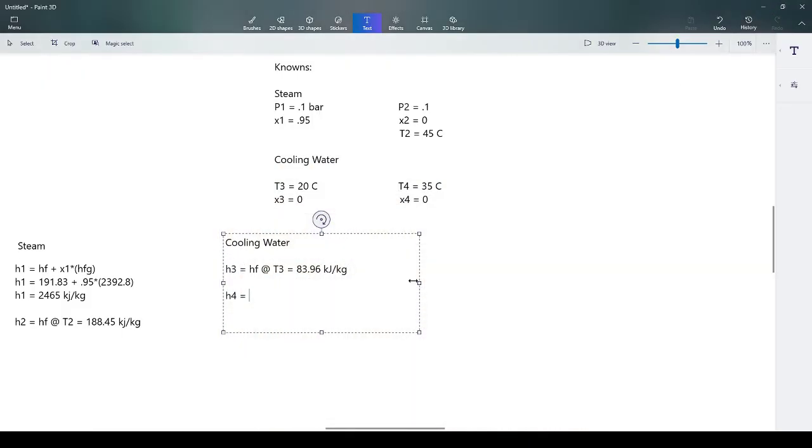146.68 is what it is. So 146.68 kilojoules per kilogram. So we now have the cooling water and we have the steam, all the values of both of them that we need, right? And that's all the ones I think we need. But we might need one here in a minute anyway. But we'll find out. We might need more. But I don't know if we do.